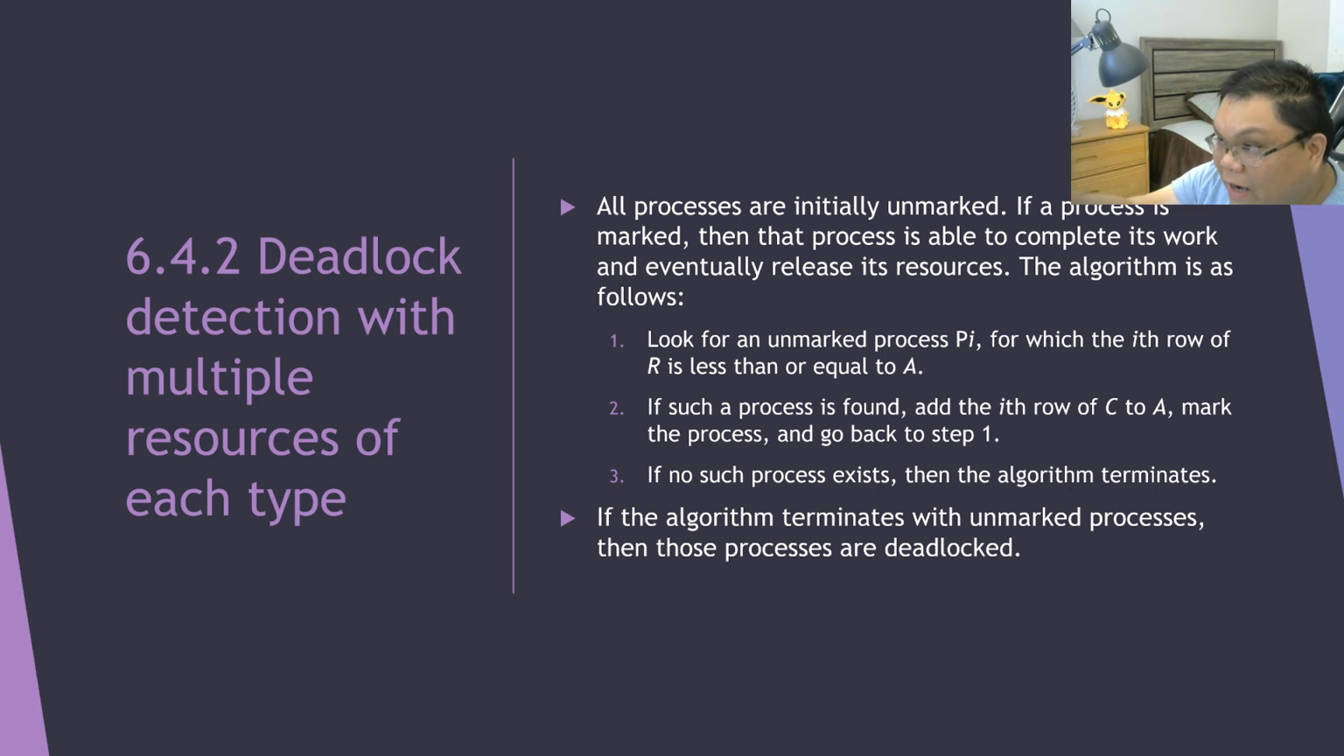Look for an unmarked process Pi for which the ith row of R is less than or equal to A. If such a process is found, add the ith row of C to A, mark that process, and go back to step 1. If no such process exists, then the algorithm terminates. If the algorithm terminates with unmarked processes, then those processes are deadlocked.